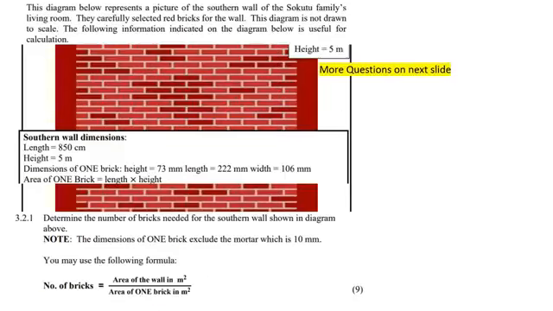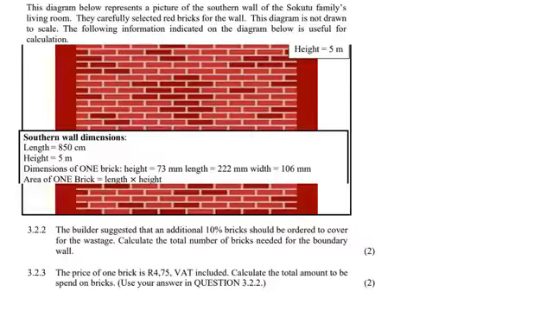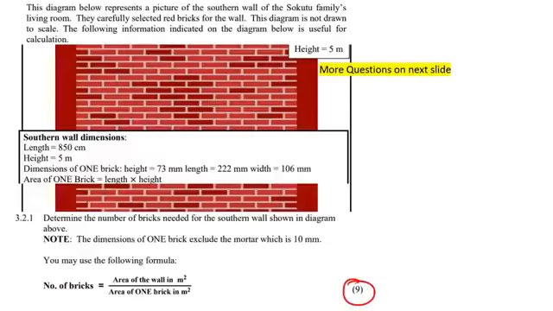Okay, so this diagram below represents a picture of the southern wall of the Sokutu family's living room. By the way, this question does carry on onto the next slide, so there we've got more questions. Ooh, we got a nice 9 marker coming. Okay, this diagram represents a picture of the southern wall of the Sokutu family's living room. So this is the wall in their house. And they carefully selected red bricks for the wall. This diagram is not drawn to scale. The following information indicated on the diagram below is useful for calculation.